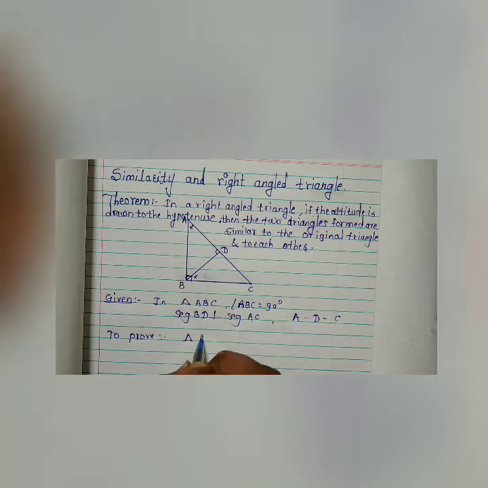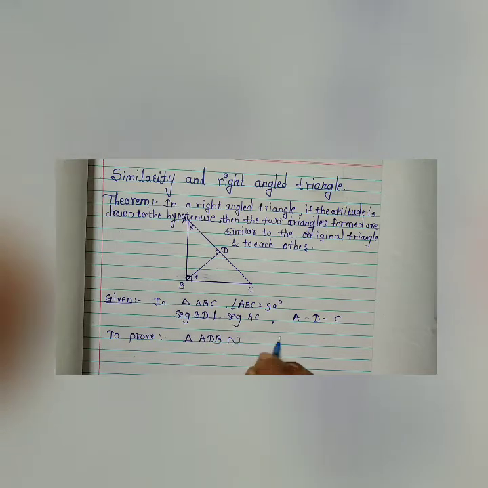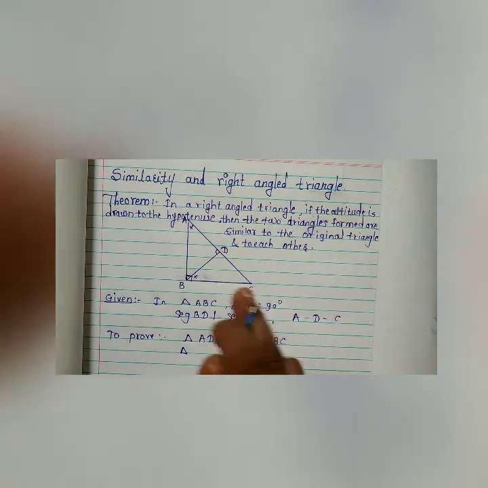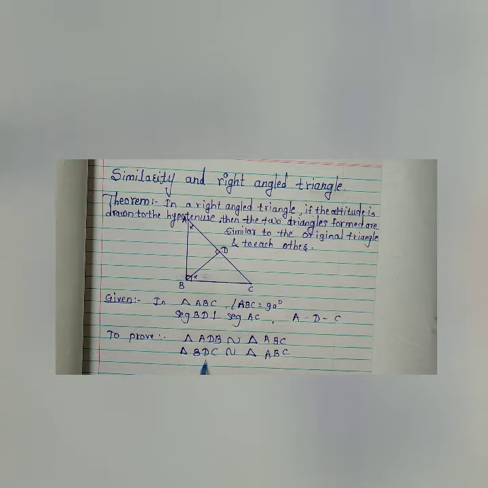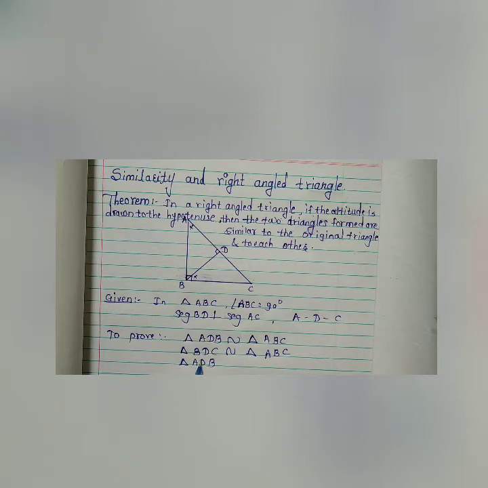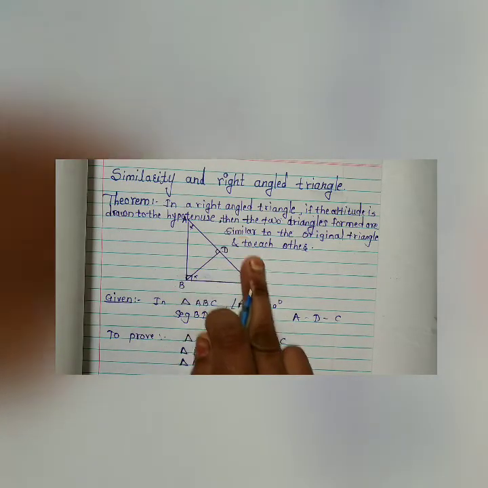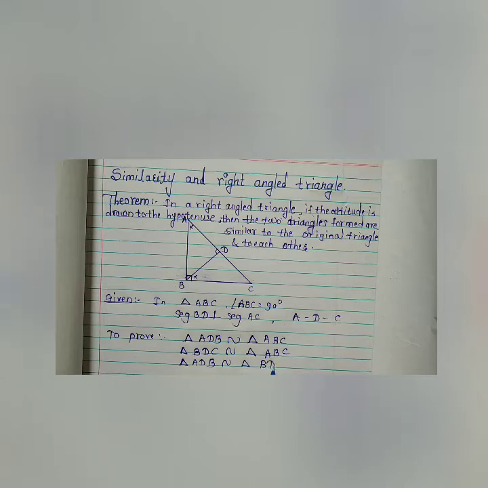Triangle ADB is similar to triangle ABC. Triangle ABC is your original triangle. Next, the second triangle is triangle BDC. Triangle BDC is similar to the original triangle ABC. Or these two new triangles, triangle ADB and triangle BDC, are similar to each other. Triangle ADB is similar to triangle BDC. Okay. Now the proof.